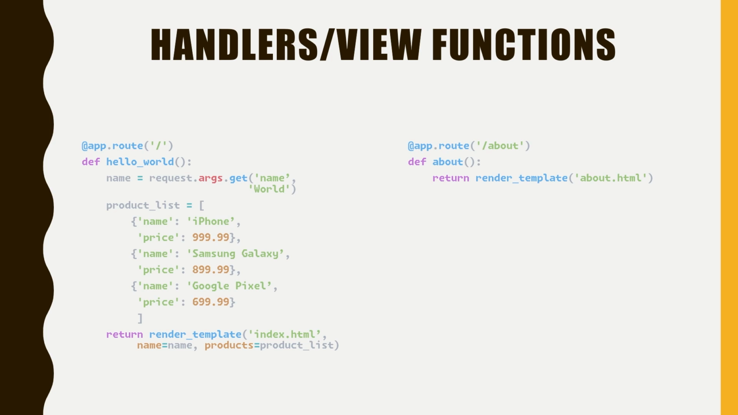The root route, marked with the app.route('/') decorator, which corresponds to the root of the website, and the about route, marked with the app.route('/about') decorator. When the user visits the root of the website, the hello world function is executed. And when the user visits the about page, the about function is executed. These functions are called handlers because they handle requests from the user, and they are also called view functions because they return a view to the user.